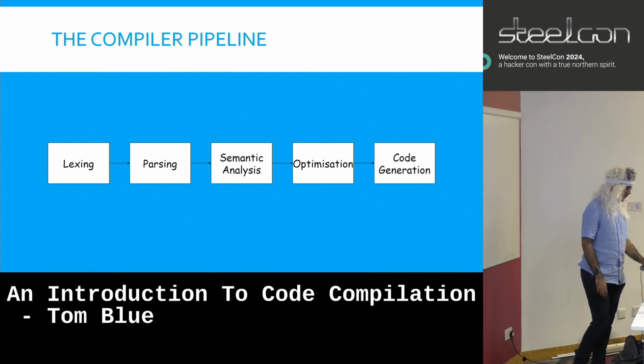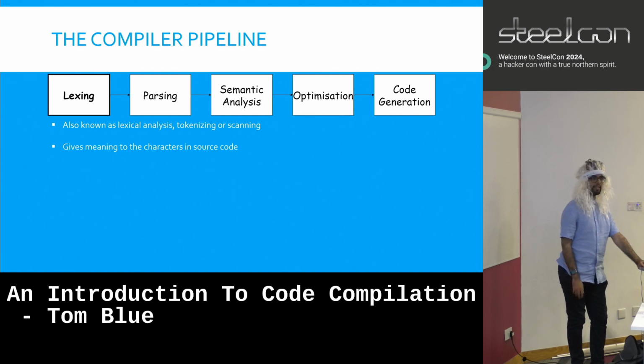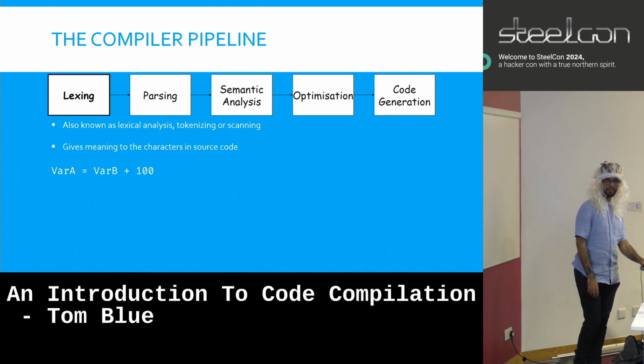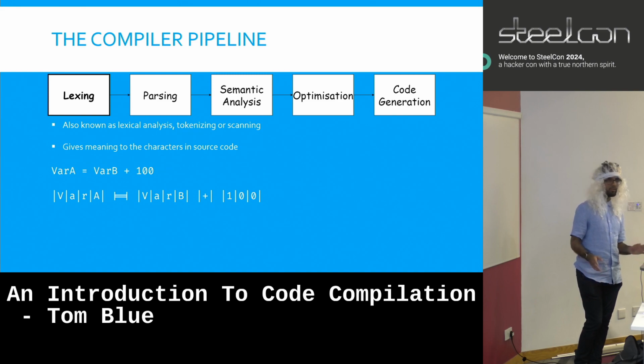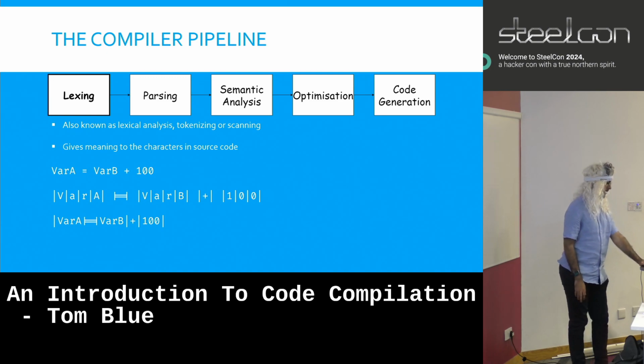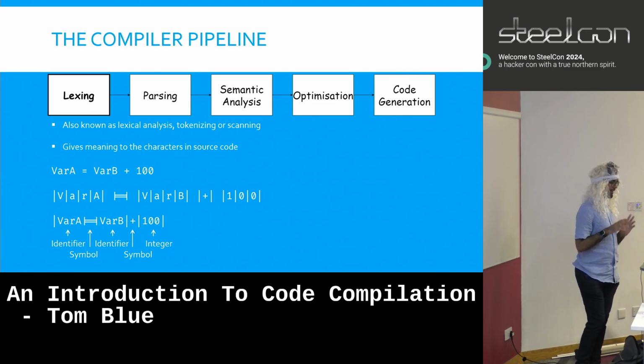So lexing. Lexing effectively gives meaning to characters in code. So let's take the string var a equals var b plus 100. The first thing the lexer will do is separate it out into characters. It'll strip white space and group things together as tokens. And then those tokens are given meaning. So var a, var b are identifiers, equal and plus are symbols, and 100 is an integer. So these tokens, known as lexemes, with meaning, get passed into the parser, the next part of the pipeline.